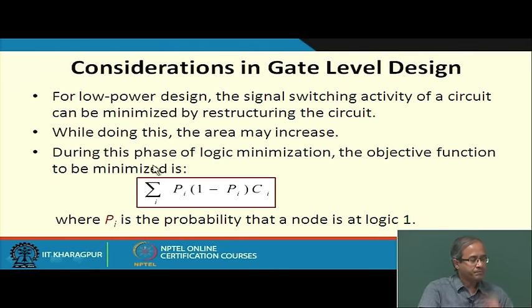So, there is an objective function, we shall be explaining this a little later. This objective function we shall come back to, where C denotes the capacitance of a node, Pi denotes the probability. Okay, this P does not denote the power, but it is the probability that the logic value of a node is at logic 1. You see, let me talk about the justification, Pi into 1 minus Pi. Pi is the probability that a node is at 1 and 1 minus Pi is the probability that the node is at 0.